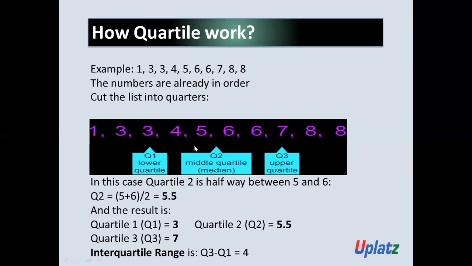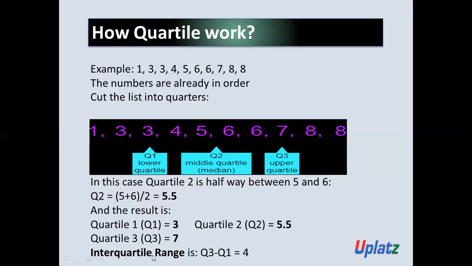So what is the number between the smallest value and the median? Tell me. 1, 3, 3, 4, 5. So which looks like the middle number here? Out of these 5 numbers, the middle number is 3. So that is my first quartile. What is my second quartile? Second quartile is nothing but the median. So we have calculated the median, that is 5.5.